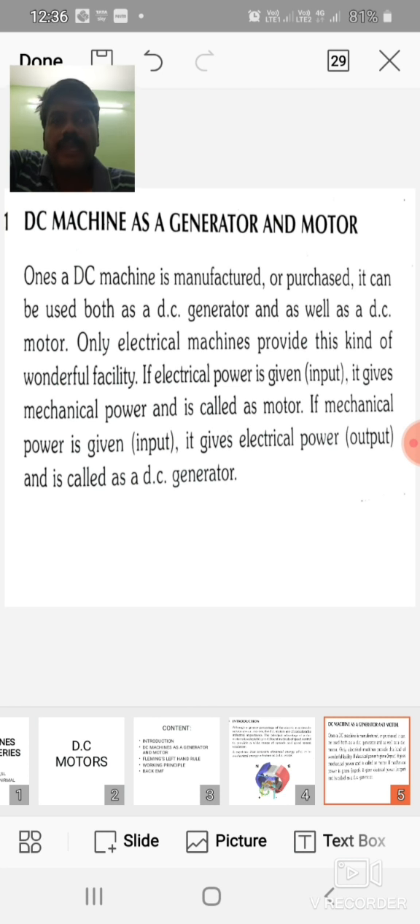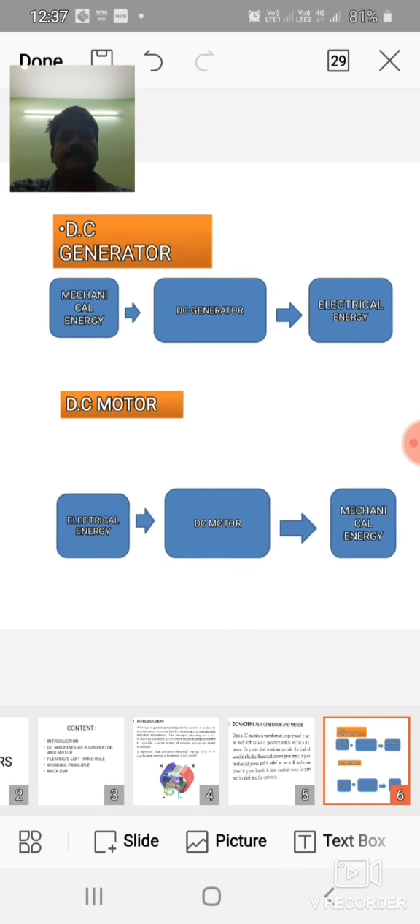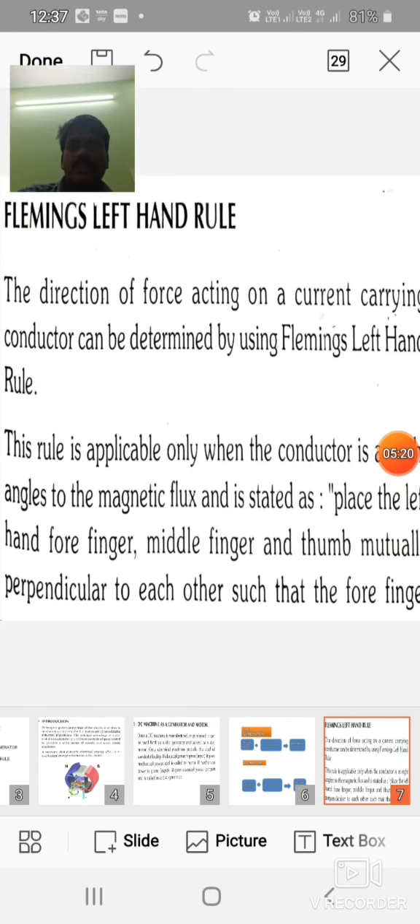If electrical power is given, it gives mechanical power and is called a motor. If mechanical power is given, it gives electrical power and is called a DC generator. So you can observe, for a DC generator, mechanical energy is given and the output is electrical energy.